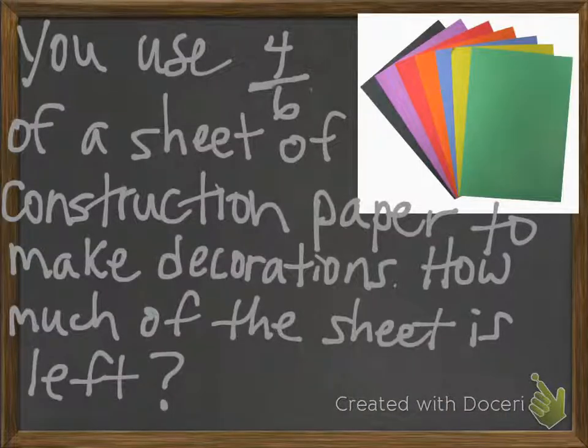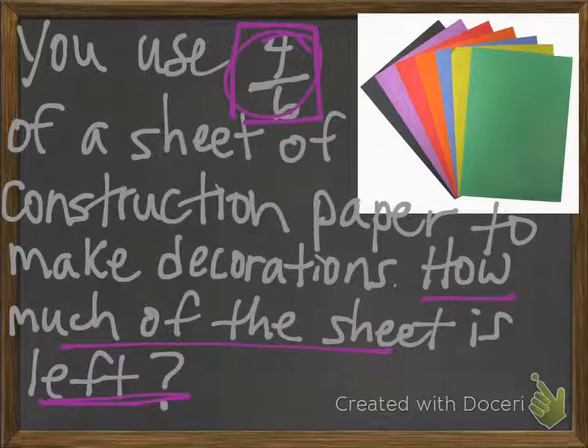Let's say you use 4/6 of a sheet of construction paper to make decorations. How much of the sheet is left? So again, you use 4/6 of a whole sheet, and we want to know how much is left over. And that's a key word for subtraction right there. Alright, so let's take a look.